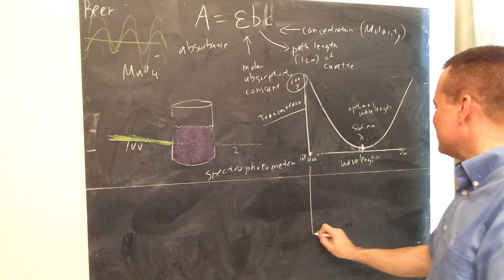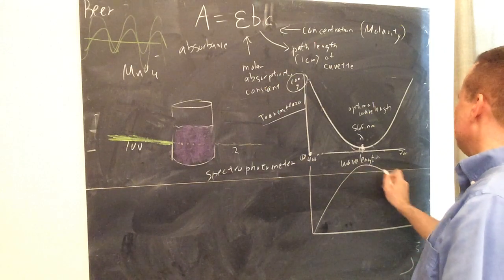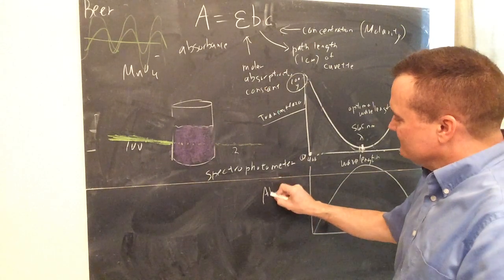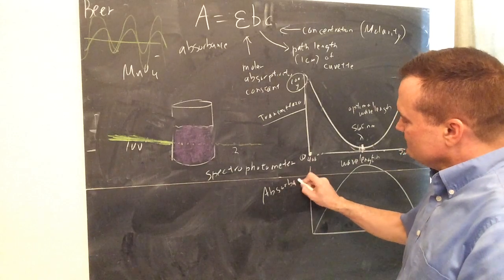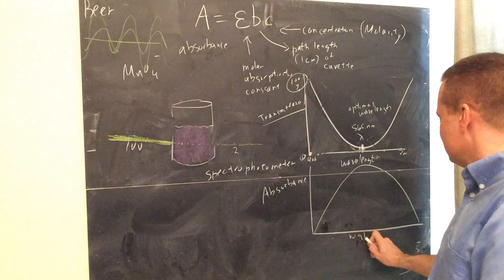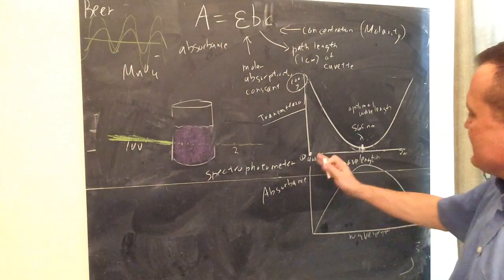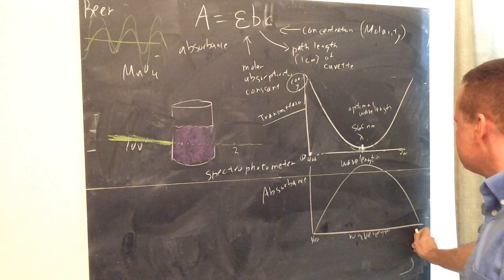Now, here's why I drew it wrong a moment ago, because the opposite of this would be absorbance. Absorbance versus wavelength would go down here. Yeah, that fits. And it will be just a mirror image of that. And let's just say it had the same numbers from 400 all the way to 700.